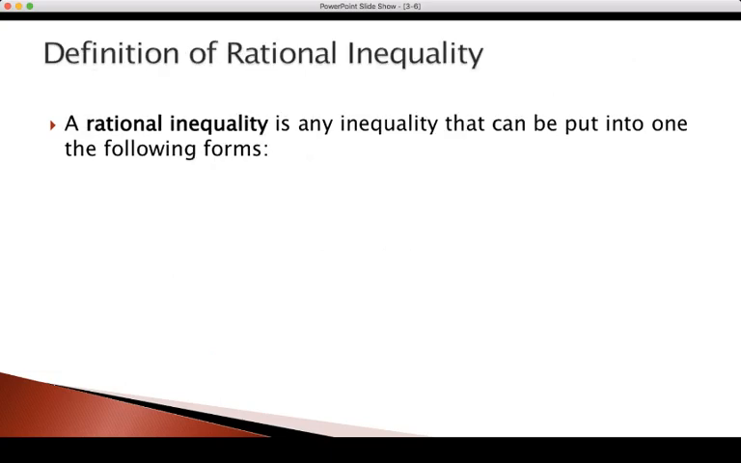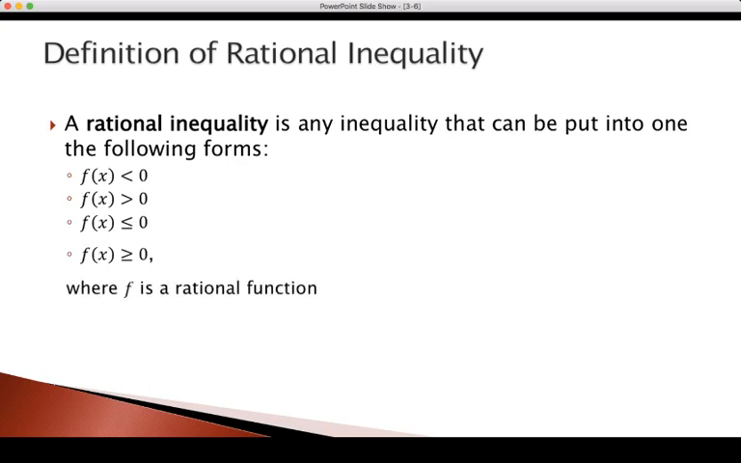Now, we spent a lot of time talking about polynomial inequalities. Let's move on to rational inequalities. Now, a rational inequality is any inequality that can be put into one of the following forms. F of x is less than 0, f of x is greater than 0, f of x is less than or equal to 0, f of x is greater than or equal to 0, where f is a rational function. So this is the exact kind of setup that we just had with the polynomial inequalities, except this time we're using rational functions rather than polynomial functions.